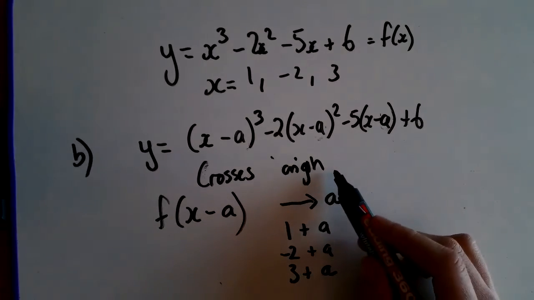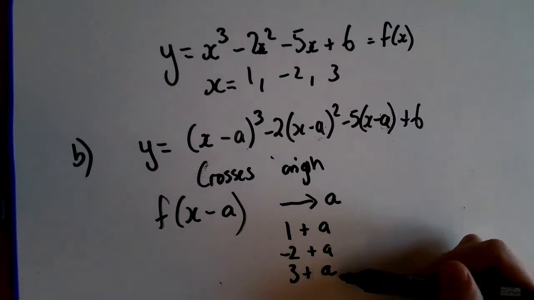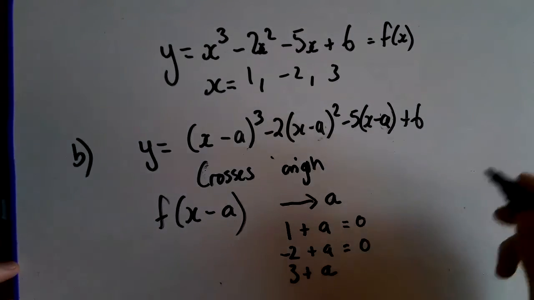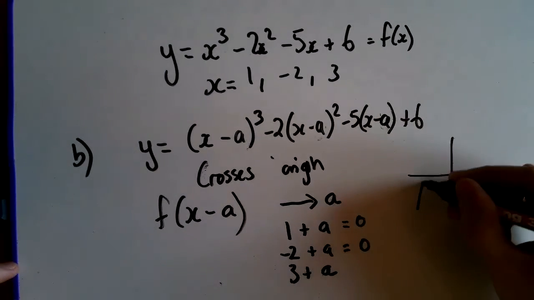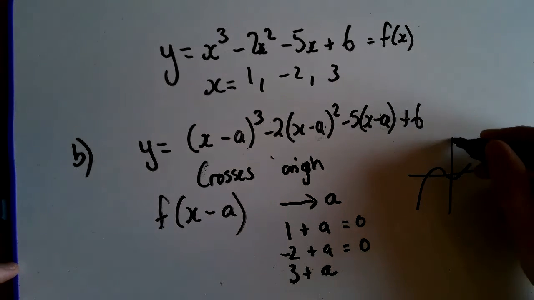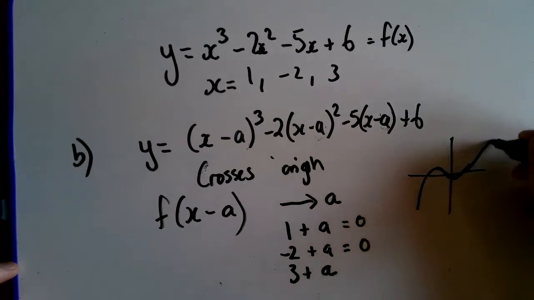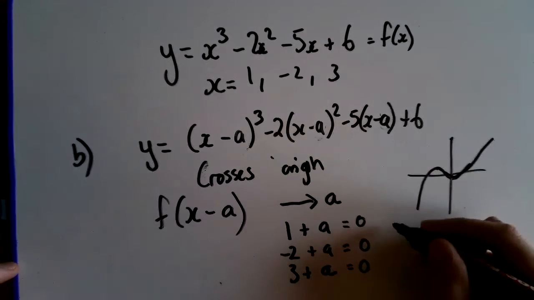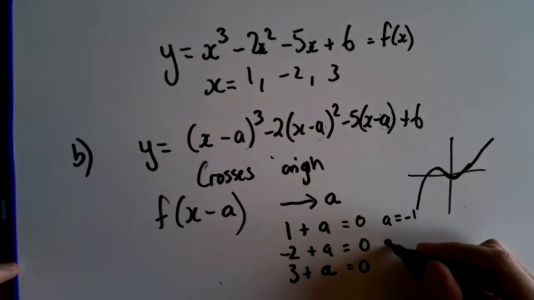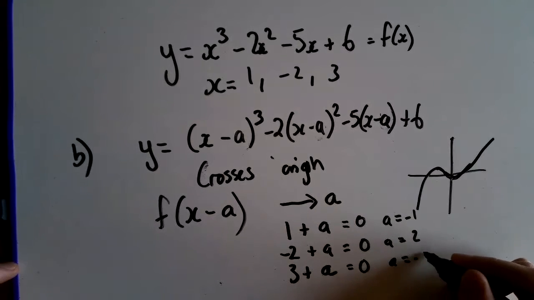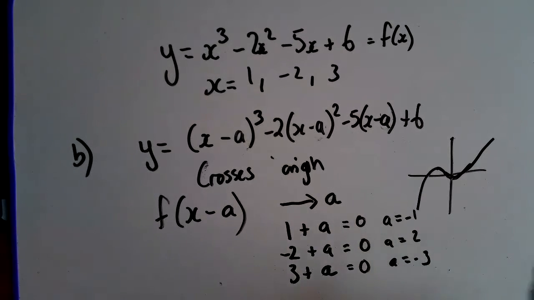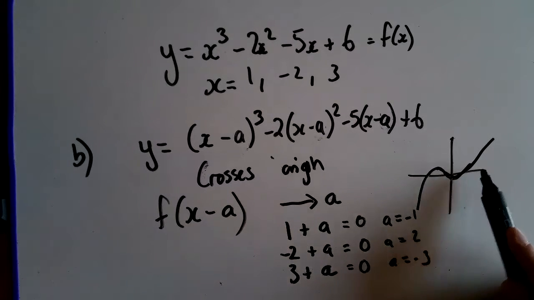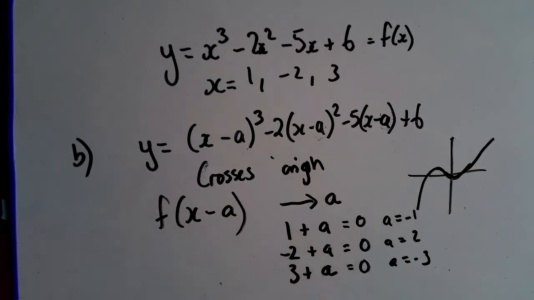Now, if we know it crosses the origin, then one of these should be 0. So remember, if something crosses the origin, that means one of the roots is 0. So we get a is minus 1, a is 2, or a is minus 3. And that could work with anything. If it says it crosses the x-axis at 7, you do the same thing, but it would be equal to 7, not 0.